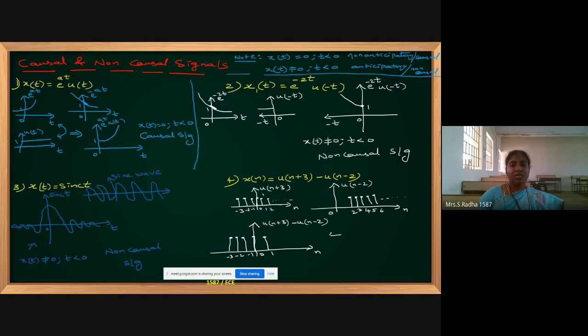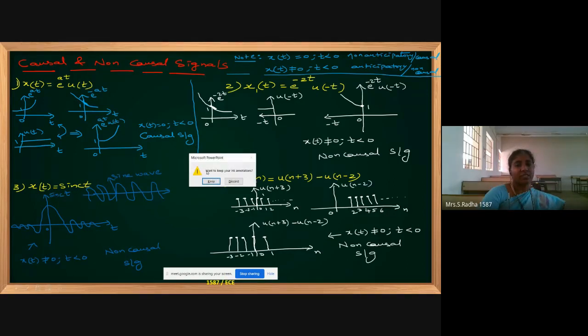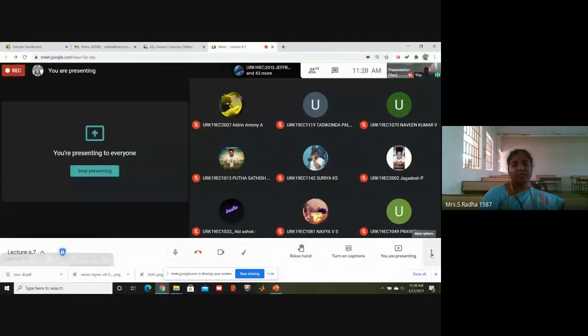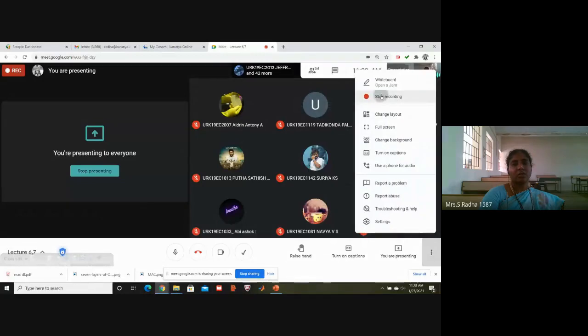Now in this final signal, you check the signal is present in the negative x-axis, so it is not equal to 0 for t less than 0. So this signal is also a non-causal signal. Mainly we have to check whether the signal is present on the negative x-axis or not, and based on that we will decide causal or non-causal.